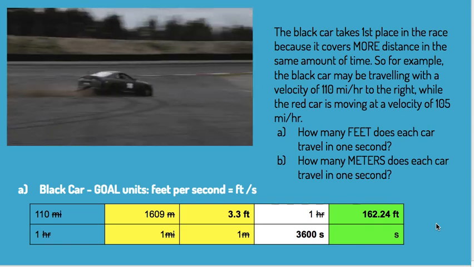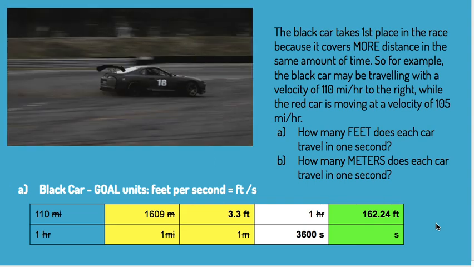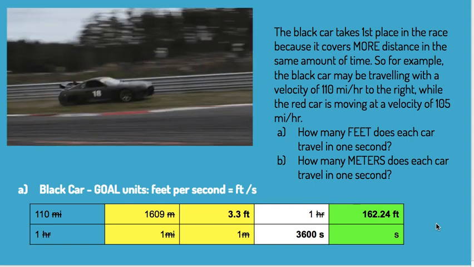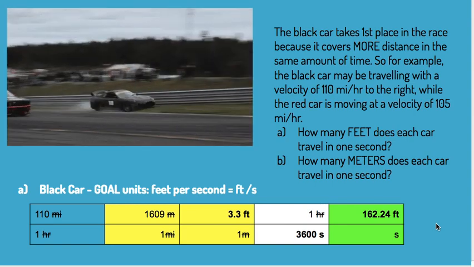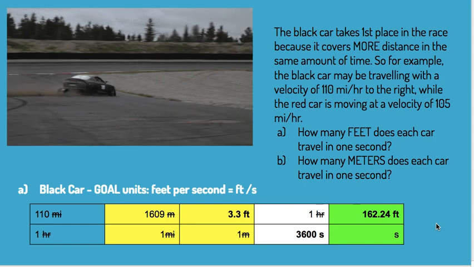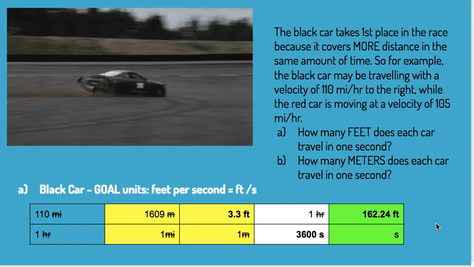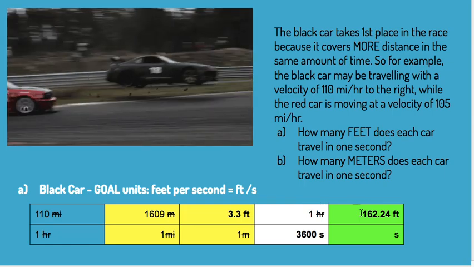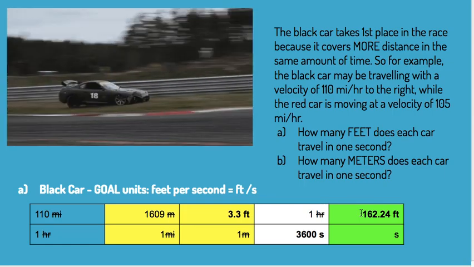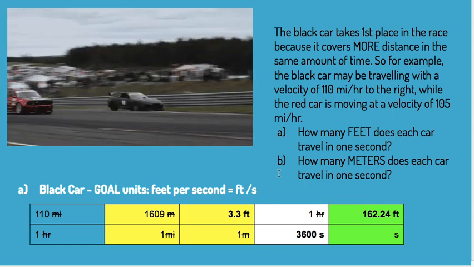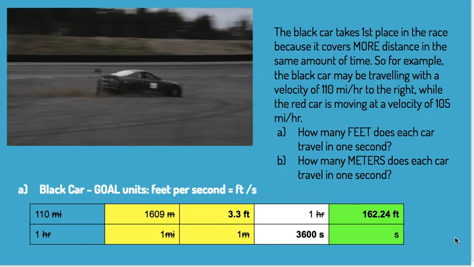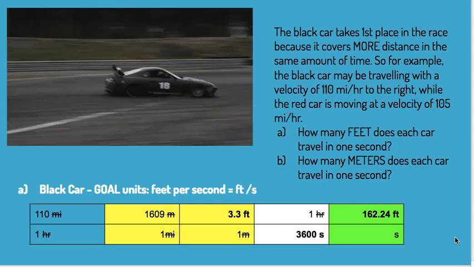So if I were to count to 1 Mississippi, the black car would have traveled 162 feet in 1 second, which is a pretty significant distance. So now, feet per second are not the SI unit. So I am going to next try to get this value in meters per second, which is the SI unit.